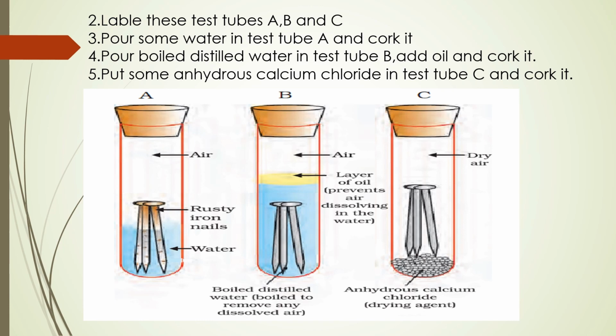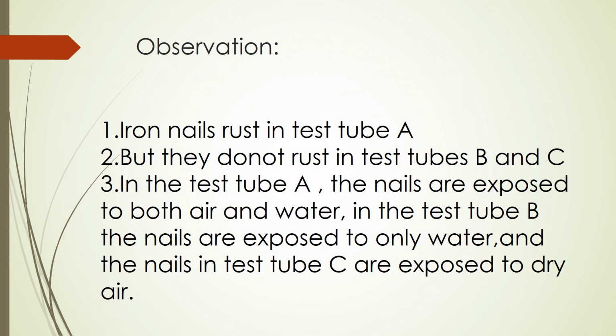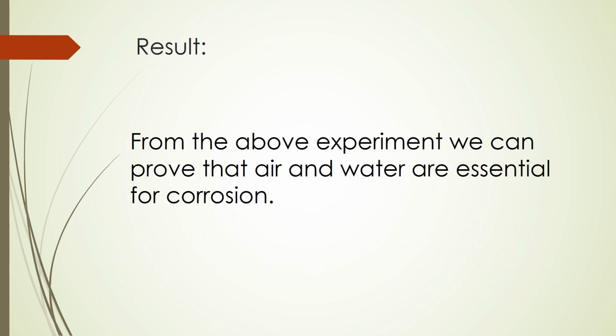Observation: iron nails rust in test tube A, but they do not rust in test tube B and C. In test tube A, the nails are exposed to both air and water. In test tube B, the nails are exposed to only water, and the nails in test tube C are exposed to dry air only. Result: from the above experiment, we can prove that air and water are essential for corrosion.